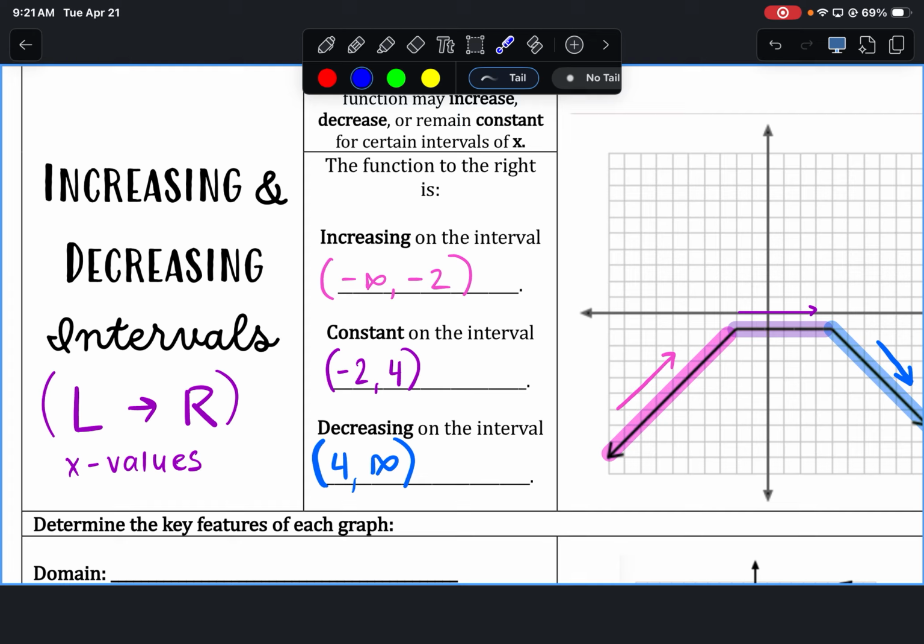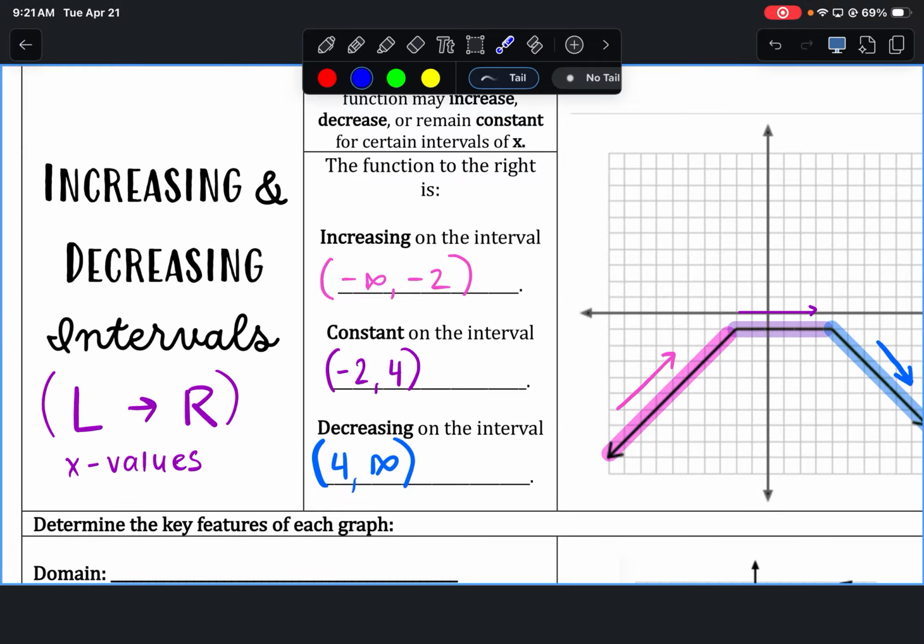Just a little bit? So with increasing and decreasing intervals, we always use parentheses. The only place we're really going to put brackets is in our domain and range, okay? Because domain and range is like our hard, fast limits of what we can and can't go past. Whereas increasing and decreasing is just like, is the graph going up here? Is it going down here? What's happening here, okay?